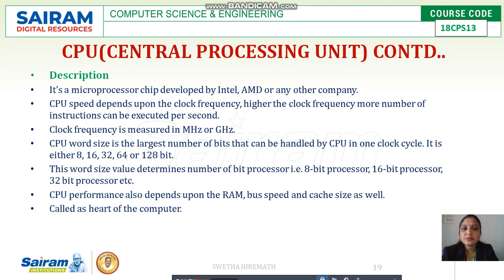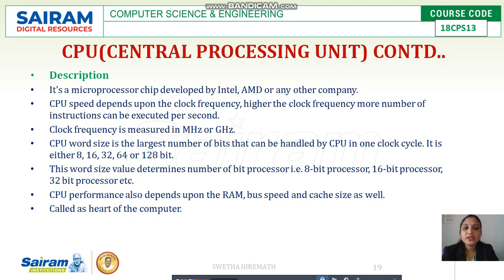Clock frequency is measured in terms of megahertz and gigahertz. So based on this frequency, we are going to judge the performance of a computer system. CPU word size is the largest number of bits that can be handled by the CPU in one clock cycle.